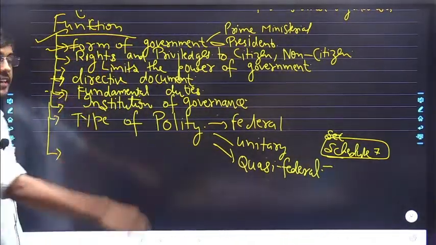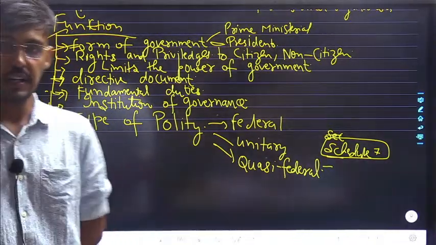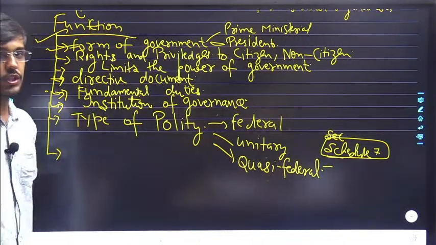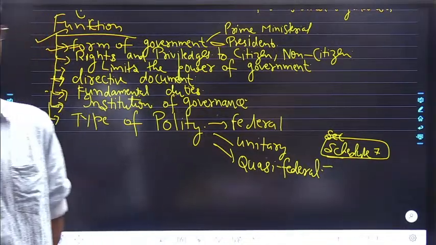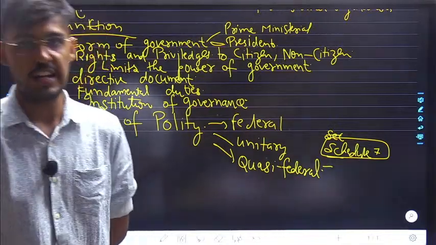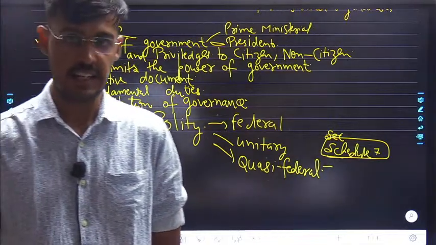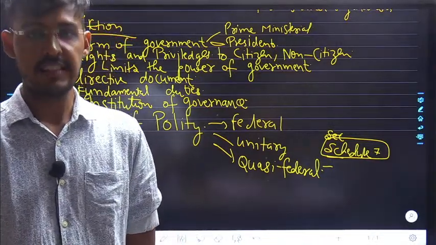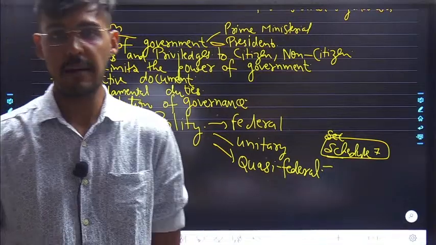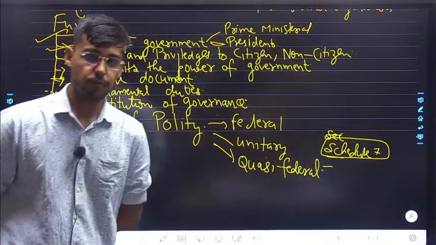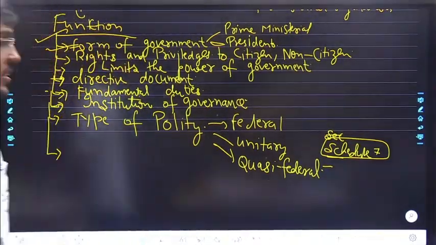The next is fundamental duties. The Constitution also gives certain duties and responsibilities to the citizens of India. The Constitution also establishes the institutions of governance in a country, like the position of Prime Minister, the position of Comptroller and Auditor General of India, the Attorney General of India, the position of President, Governors, etc. These all positions which effectively run the country and administer our country are mentioned in the Constitution of India. The Constitution also describes the type of polity. So this was a little recap.